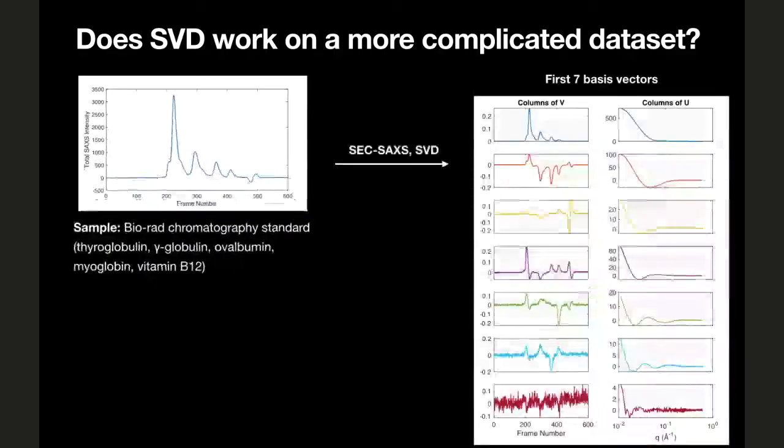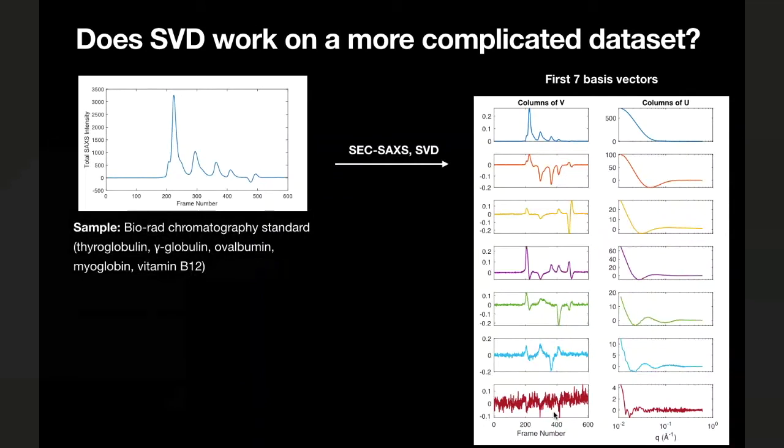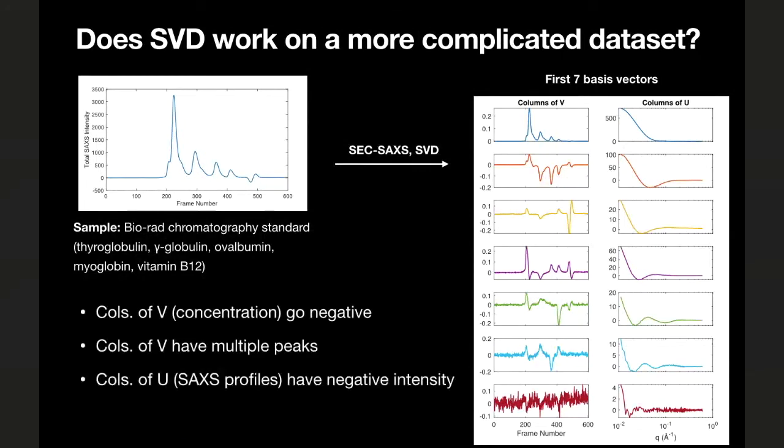So if you do SVD on that, now you get at least 7 significant components, and here's what the basis vectors look like. Columns of V are the things that are like concentrations. Columns of U are the things that are like scattering curves. And what you see immediately is that this can't be physical, because you have concentrations which are negative, and you also have some regions of these scattering profiles which go below 0. So that can't be right.